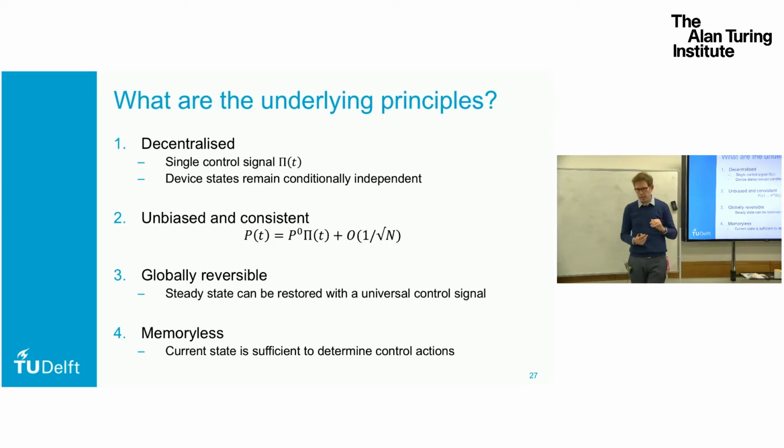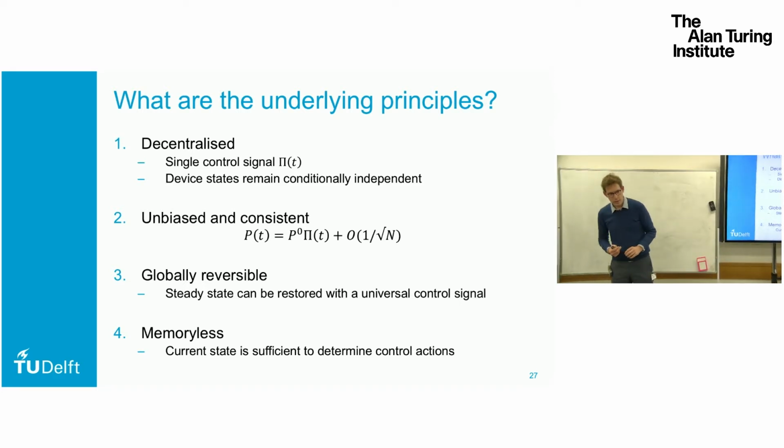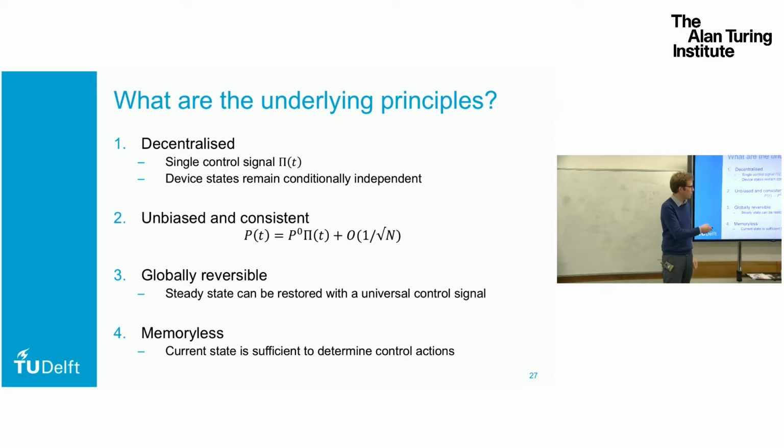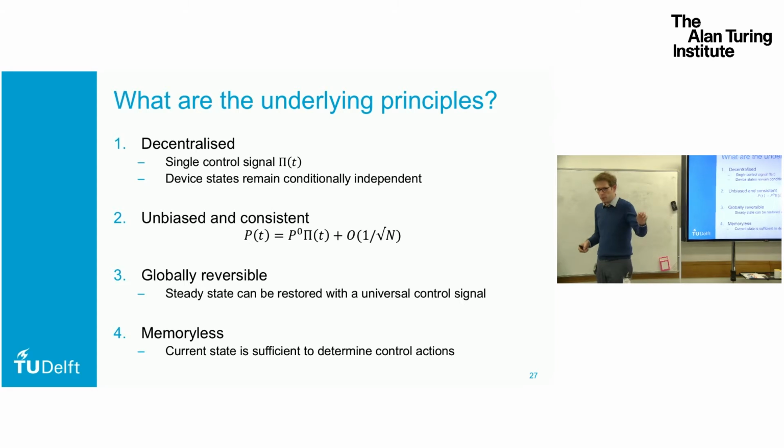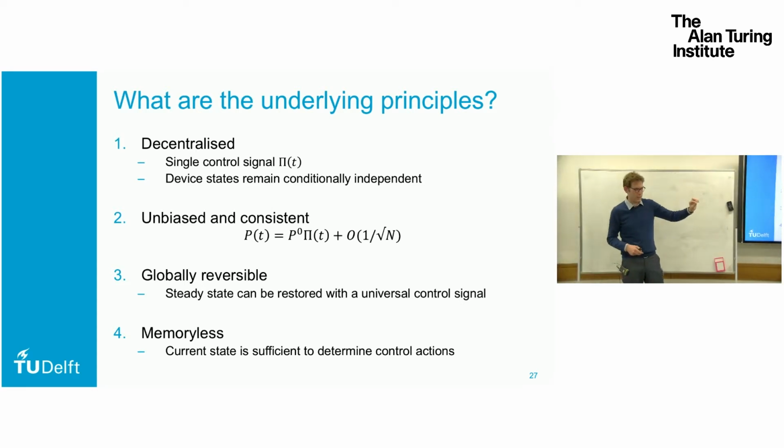Second is that it is unbiased and consistent. We have the right expectation value, and as n goes to infinity, as we get more appliances, we get closer and closer to the desired answer. So that is nice as well.